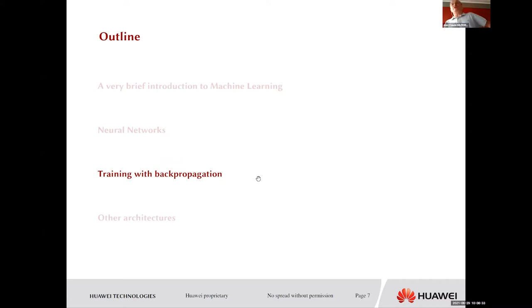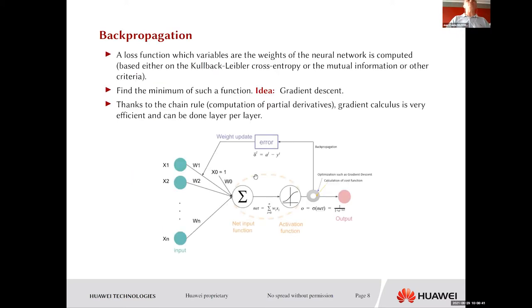In order to train a neural network, that means to compute the weights and the biases, the most popular algorithm is called backpropagation. It dates from the 90s. What you do is compute a loss function, which can be based on the Kullback-Leibler cross entropy or mutual information, or maybe some other loss functions are also possible. Even some of them are just based on Euclidean distance.